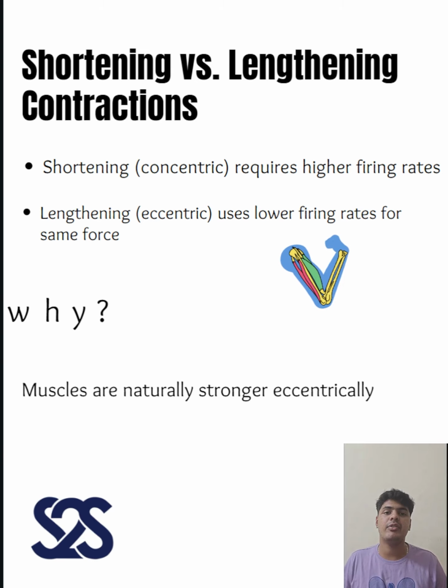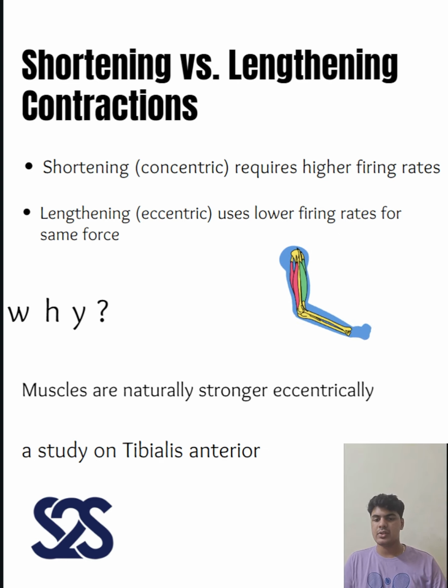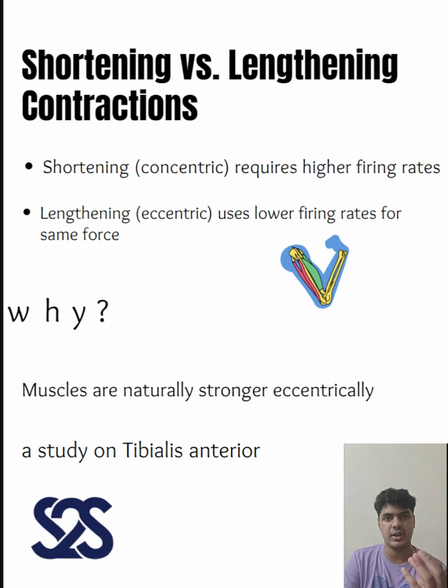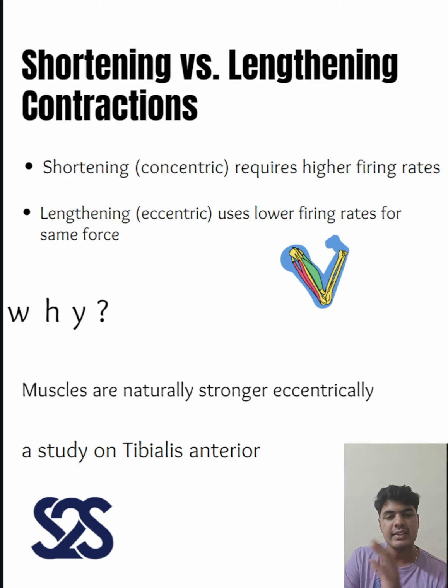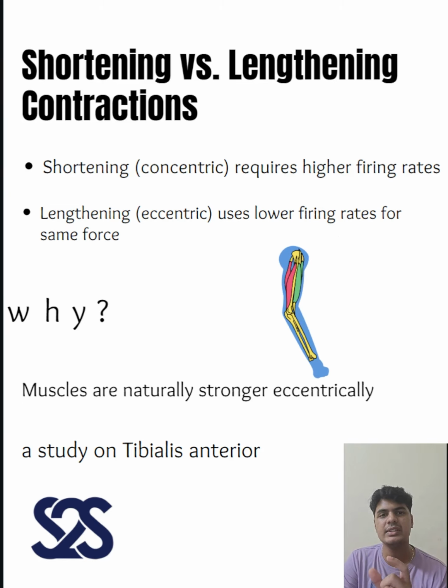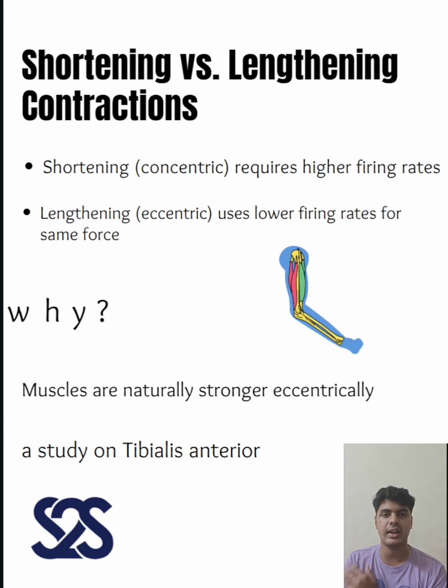And this has been found for a very long time, that during the eccentric state, the muscles are stronger compared to the concentric state. There is a study on the tibialis anterior, where the body was kept at an angle of 20 degrees of the foot, where the eccentric and concentric actions of the tibialis anterior required the same amount of torque and the same amount of force. Here we saw that the firing rate was higher on the concentric action, and the number of motor units recruited was higher on the eccentric action.